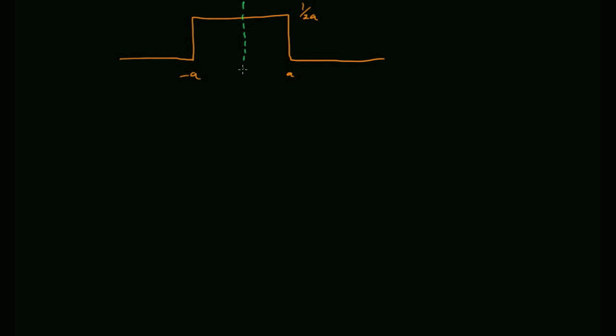Can someone help me take the derivative of this function with respect to time? 1 over 2a. What's that? 1 over 2a. It's going from, impulse at minus a, and then a negative. Okay, what about here? What's the derivative for all these times? 0. And these times? 0. And these times? So if we take the derivative of this, it's 0 almost everywhere, except for right there. So let's draw the derivative.